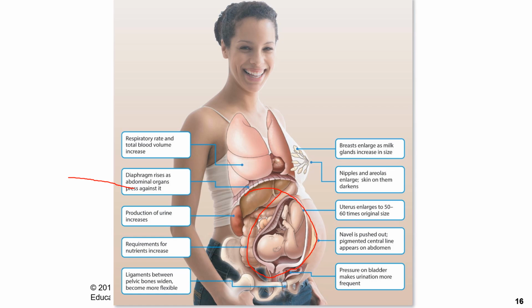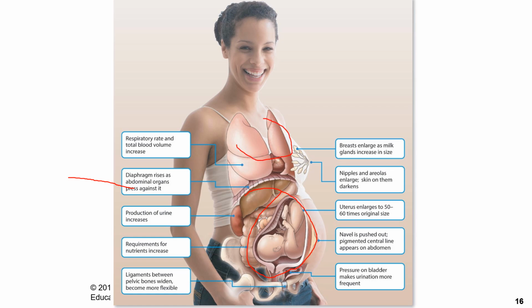So if the diaphragm is pushed up, there will be a limited thoracic volume. A lot of pregnant women in the late stage will have difficulty breathing or shortness of breath, not because of a disease, but because of the decreased volume up here.